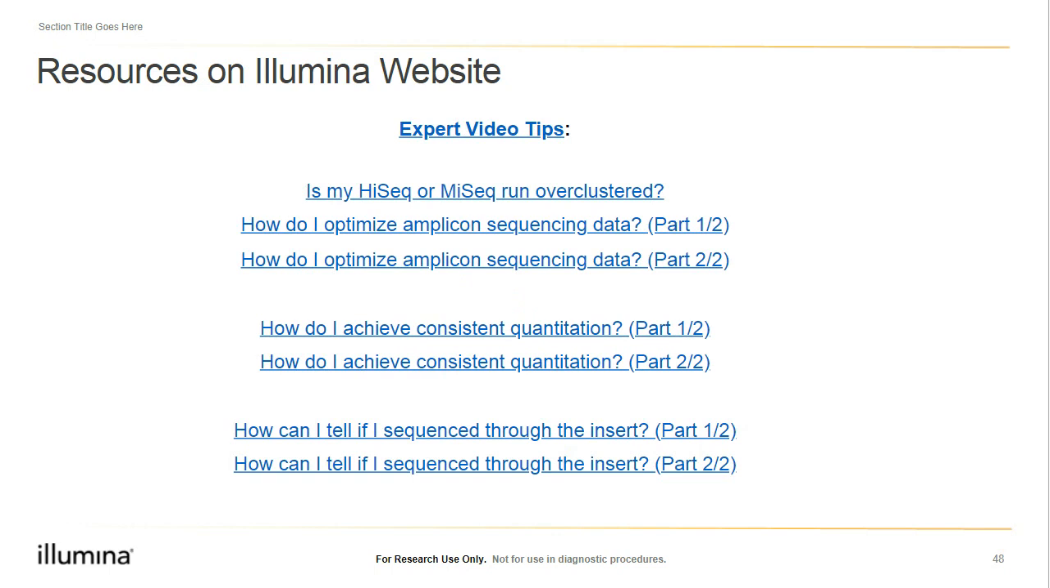We also have some expert video tips linked here on our YouTube page, as well as on our website. So this includes my HiSeq or MiSeq run over clustered, optimizing amplicon sequencing, so that's going to be for low diversity, how to achieve consistent quantification, which is really a great one, again, if we're encountering best focus errors or low intensity, and how to tell if I sequenced through the insert, which is really, really useful if we get some sort of best focus errors at the end of our runs, we're seeing drops in quality or upticks in various base calls.